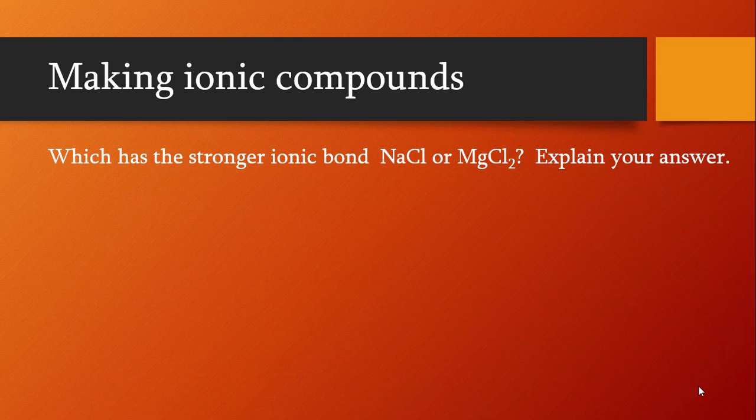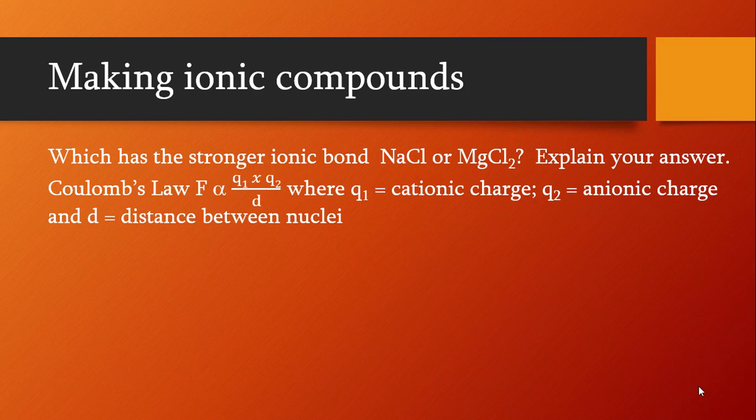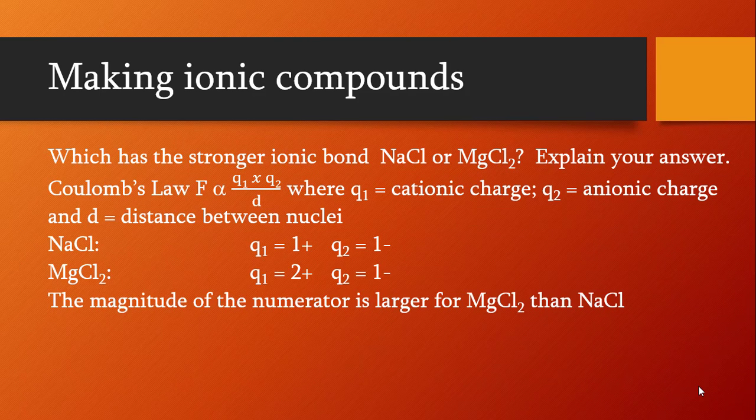How about sodium chloride and magnesium chloride? We look back at Coulomb's law. Sodium chloride, we already know, has a Q1 of 1 plus and a Q2 of 1 minus. Magnesium chloride, Q1 is 2 plus, Q2 is 1 minus. So the magnitude of the numerator is larger for the magnesium chloride than the sodium chloride. So that already increases the force or makes that a stronger bond.